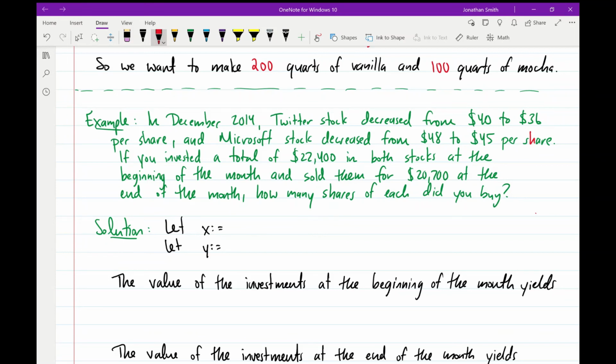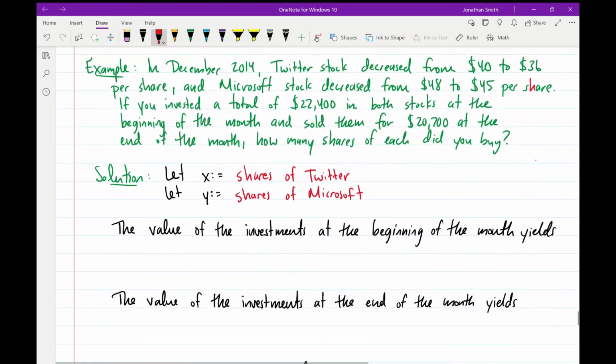All right, so what are the unknowns here? Well, we want to figure out how many shares of the Twitter stock we bought and how many shares of the Microsoft stock we bought. So we're going to let x be shares of the Twitter stock, and we're going to let y be shares of Microsoft.